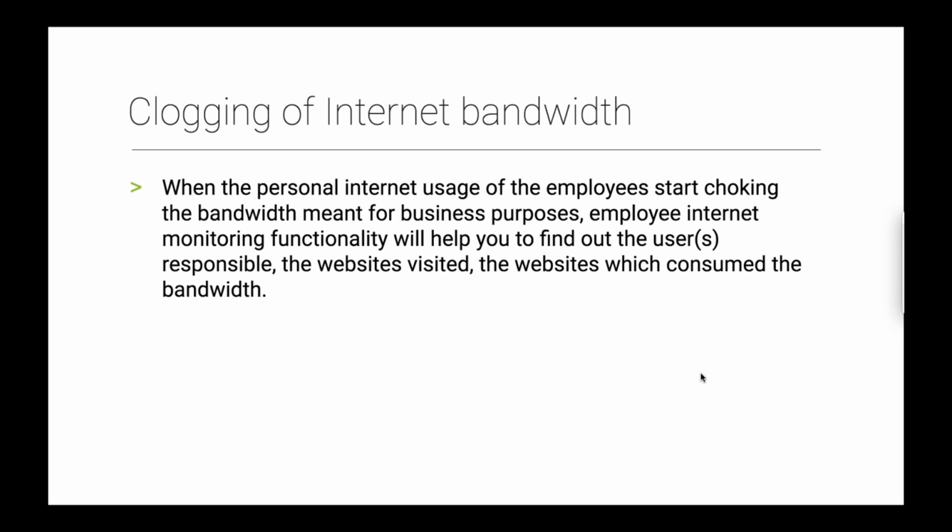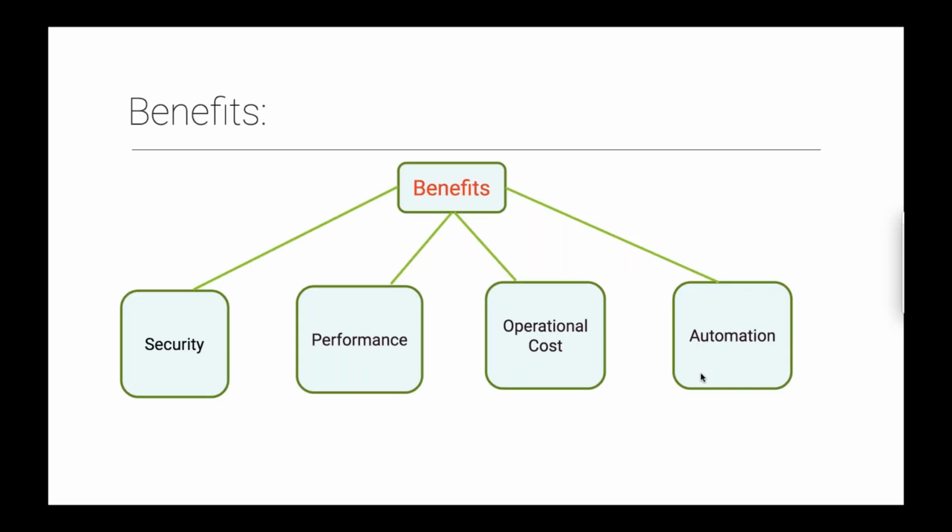When the personal internet usage of any employee starts choking the bandwidth that is meant for business purposes, internet monitoring functionality will help you find out which user or users are responsible, what websites they visited, and which website consumed the maximum bandwidth. The network admin can gather this information to prevent it by creating rules in the firewalls, which can prohibit these kinds of activities in the business hours of the day.